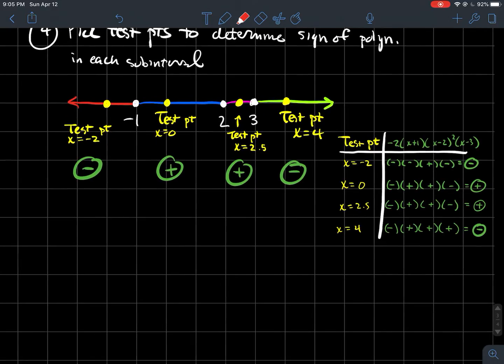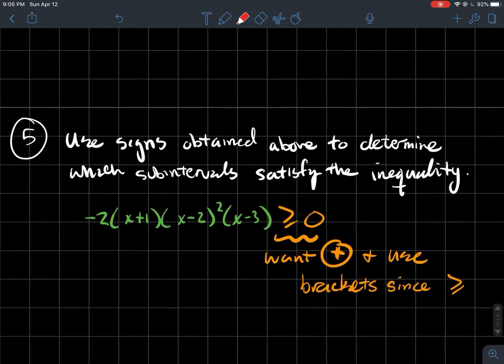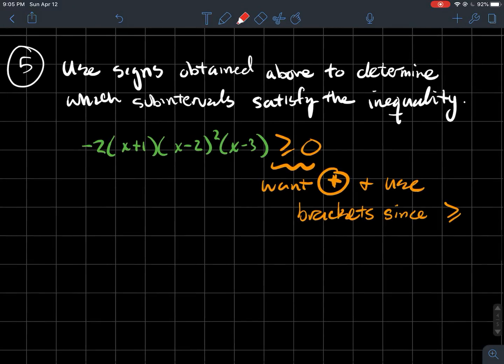Now we're on to step 5, where we look at the signs that we obtained above and use those to determine which subintervals satisfy the inequality. In this case, ours was a greater than or equal to. That means I want a plus, and we're going to use brackets on the endpoints because it's an or equal to in this case. It's okay if we are 0, is what that says.